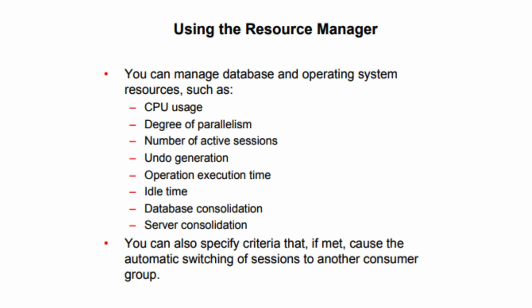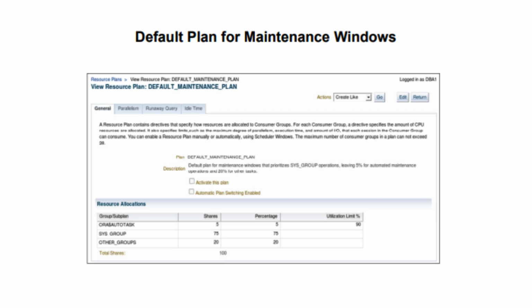You can access resource plans with the graphical interface of Enterprise Manager Cloud Control or the command line of the DBMS_RESOURCE_MANAGER package. The automated maintenance tasks rely on the Resource Manager being enabled during the maintenance windows. When a maintenance window opens, the DEFAULT_MAINTENANCE_PLAN Resource Manager plan is automatically set to control the amount of CPU that is used by the automated maintenance tasks.